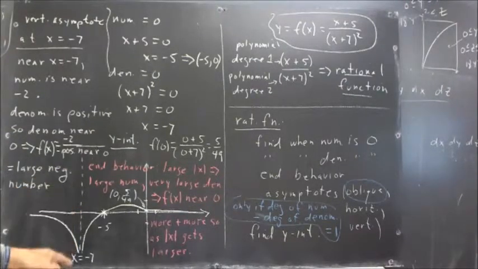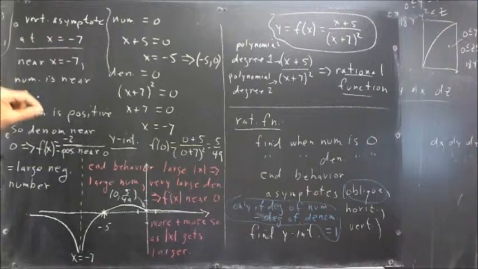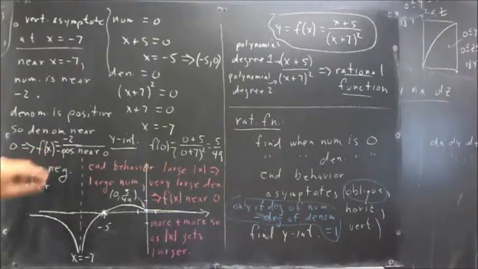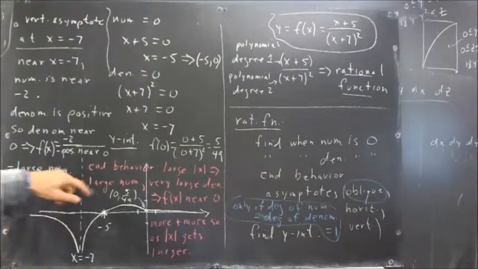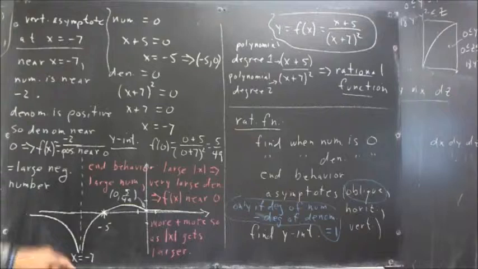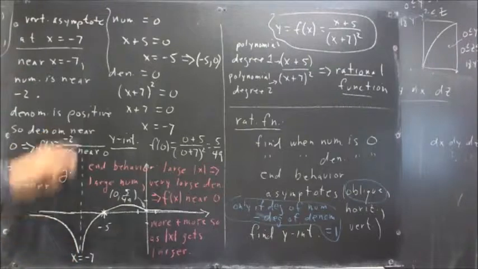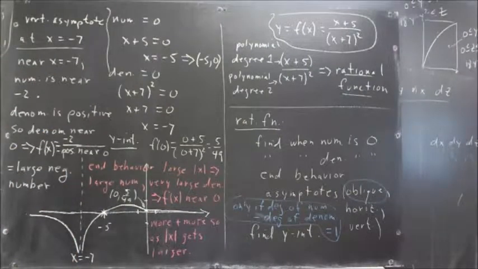So as we approach x equals negative 7, the denominator approaches 0 through positive numbers. The numerator is negative, so we have a numerator divided by something that approaches 0. The numerator is not 0. This is going to give us a very large result, and it's going to be negative. So we get this kind of an asymptote near the vertical line x equals negative 7.